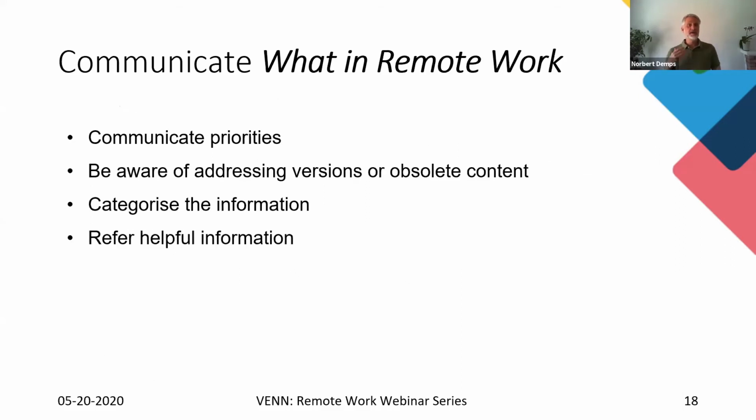So communicating in remote work is much, much harder because you just can't go over and say, "Hey, I need this." So priorities are addressing versions which are obsolete. Sometimes we have too many versions, a problem also from emails, getting the same document 10 times. I have no idea which version is which anymore. So we have to make sure what is obsolete and what is correct information, categorize the information, and refer to helpful links. So you see, the what gets really important to structure.